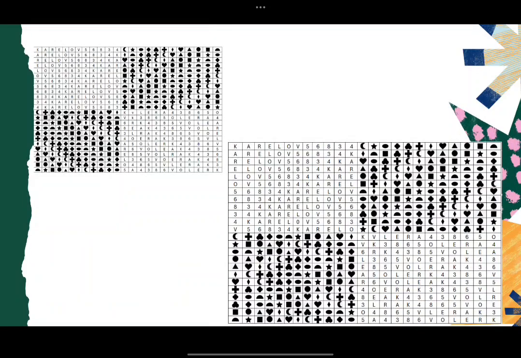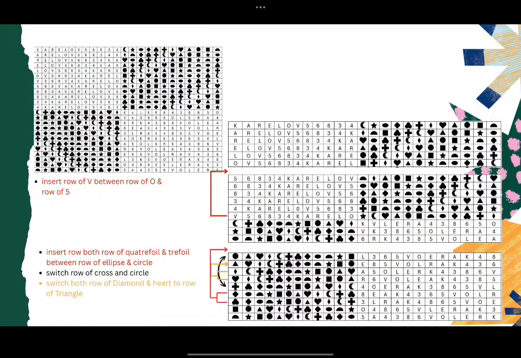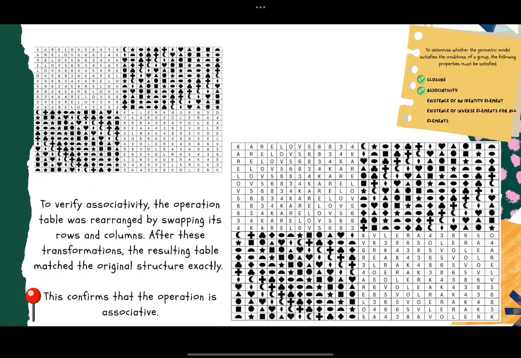So again, as we can see, they are still not the same with the original structure, and we need to do more switching. So now, as we can see, the row of V, we need to insert this between row of O and row of 5. Okay, so again, we have to do switching. This row of quatrefoil and trefoil, both of them, we have to insert between the row of ellipse and the circle. So here is the resulting element.